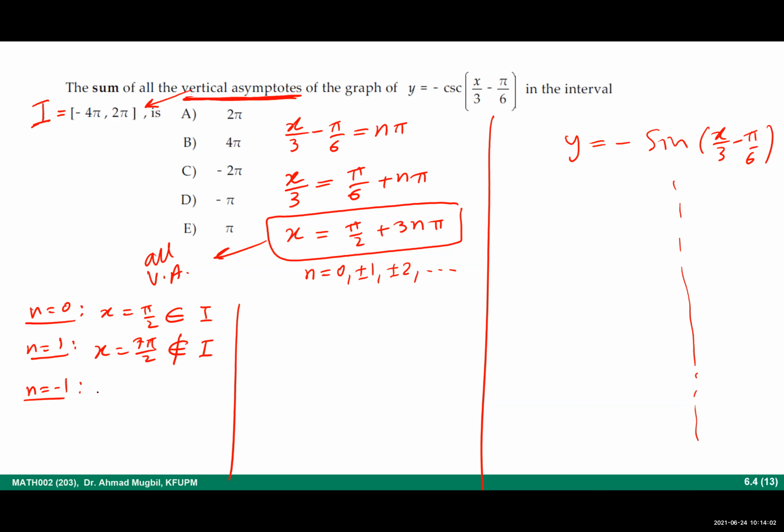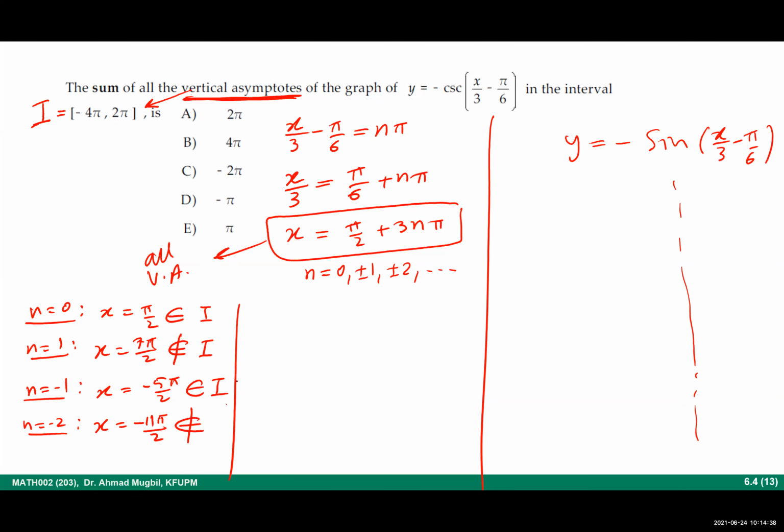So try negative 1. If n is negative 1, what will you have? It will be negative 3, negative 6, negative 5 over 2. Negative 5 pi over 2. Is it greater than negative 4? Yes, it is in. Try n equals negative 2. You will have negative 6, negative 12, negative 11. Negative 11 pi over 2. In fact, 11 over 2 is greater than 4, but negative 11 over 2 is less than negative 4. So it is not in. Now we will stop.